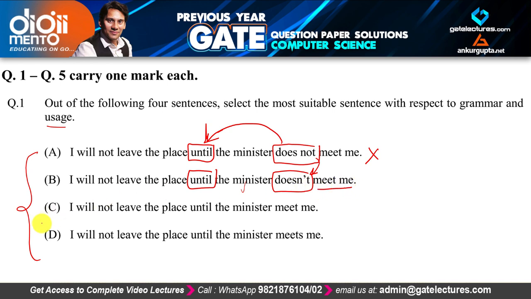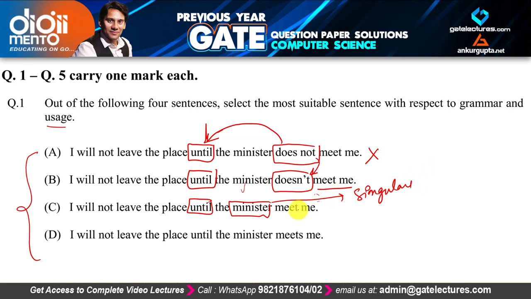Okay, and the third one is saying, I will not leave the place until the minister meet me. Now here the problem is, see, they have used until and they have removed the doesn't and does not, so that is correct. But as you can see here, minister is a singular entity, so this is representing a singular noun.